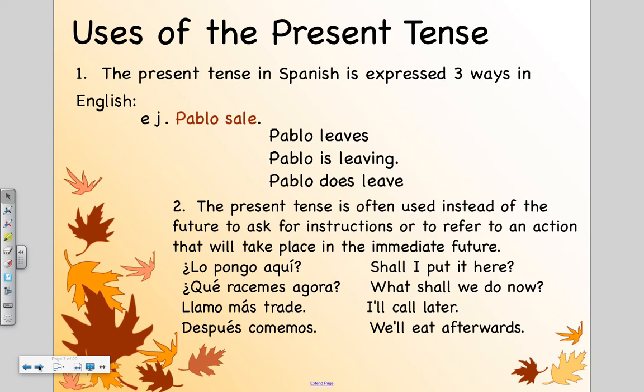And the second thing you should be aware of with the present tense is it can sometimes be used to express future when you're discussing immediate future, things that are about to happen. Okay? And you've got some examples there on the screen. You can read them or not, whatever.